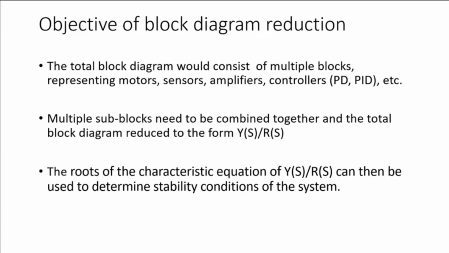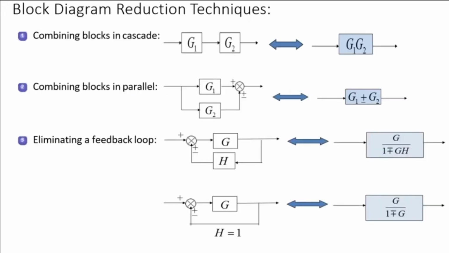They would consist of motors, sensors, amplifiers, controllers, and other feedforward and feedback gains, and all of this has to be merged into one total transfer function, in the form of the output to the input. Then we'll look at the characteristic equation of that transfer function to talk about things like stability.